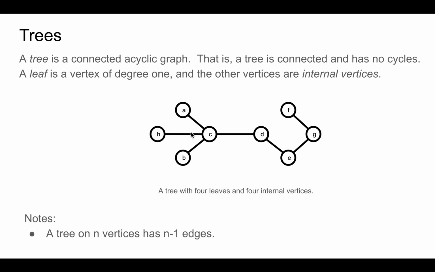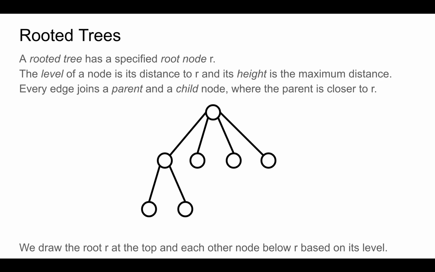We saw that a tree on n vertices always has n-1 edges, and it's also true that there is a unique path between any 2 vertices within a tree. A rooted tree is a tree that has a specified root node r, and the level of a node is its distance to r, and the height of a tree is its maximum distance. This level is level 1, this level is level 2, and so this is a tree of height 2.